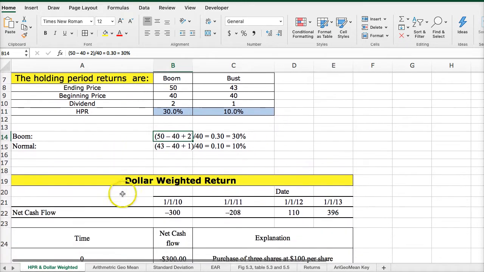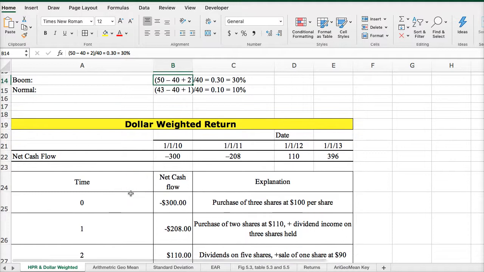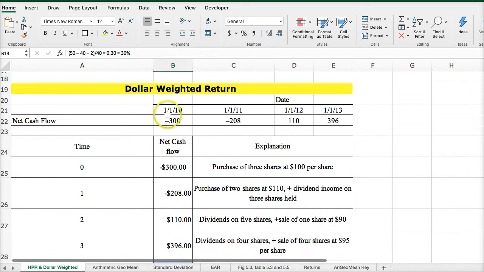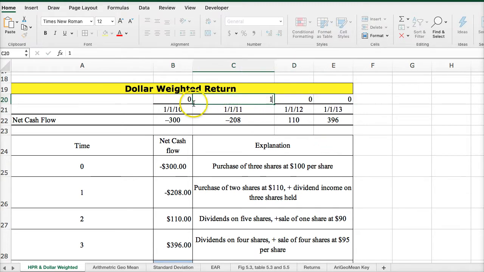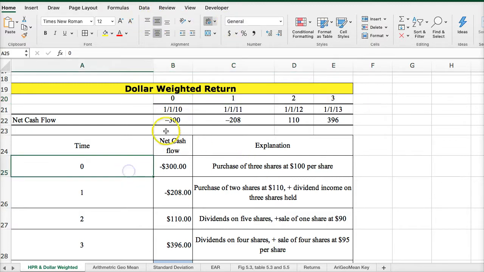Now let's move to the dollar-weighted return. This was exceedingly problematic in the slides because the example in the slide was incorrect. They had a couple of errors in that. So if you look here, we have 4 cash flows. So we say year 0 to year 3. Okay, so these would be our cash flows. And these are the dates they fall on, and this is the actual cash flow.